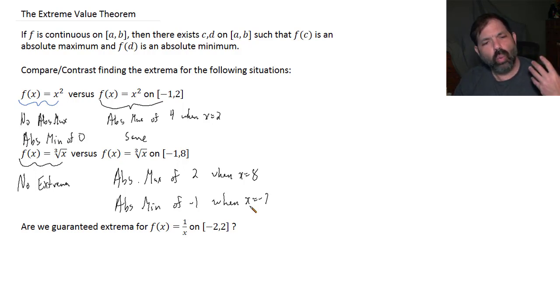So then we ask, well, let's look at this other situation. Would we be guaranteed extrema for the function 1 over x on the interval -2 to 2? Think about that for a moment. Maybe draw a sketch and see what happens.